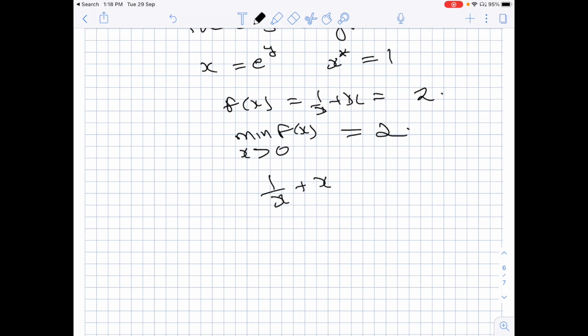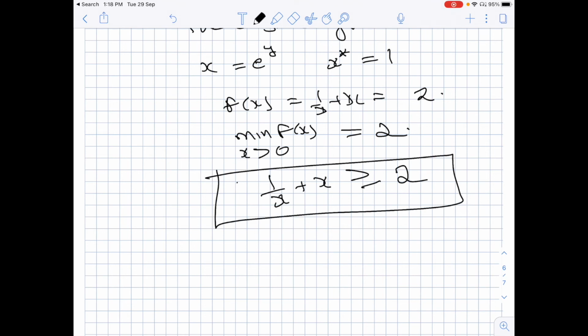So the minimum of f of x for x greater than 0 becomes equal to 2. In other words, for every other value of x greater than 0, 1 by x plus x will be greater than 2, and since there is only one minimum, it will actually be strictly greater than 2. So we prove the required inequality, that 1 by x plus x is greater than or equal to 2 for all x greater than 0.